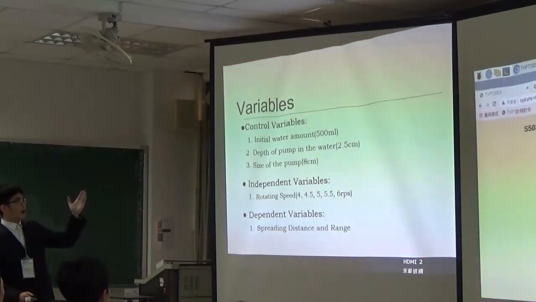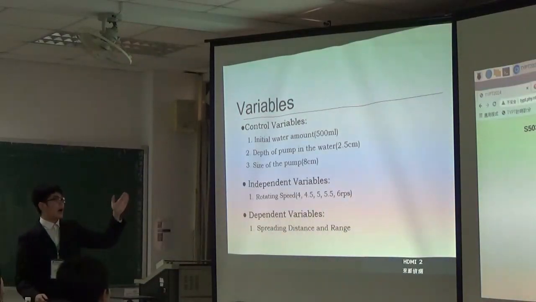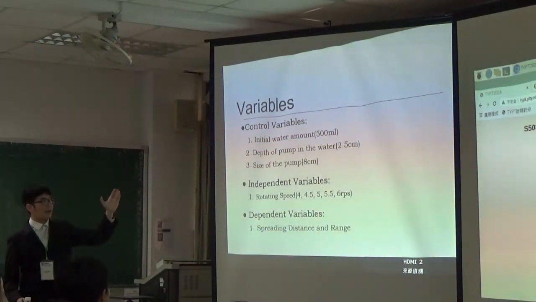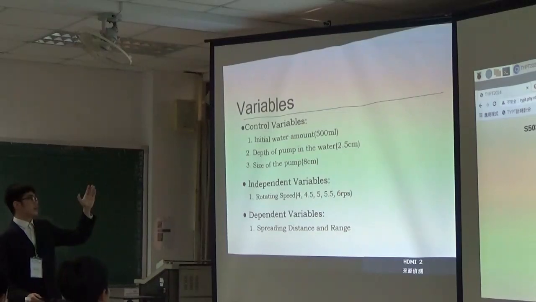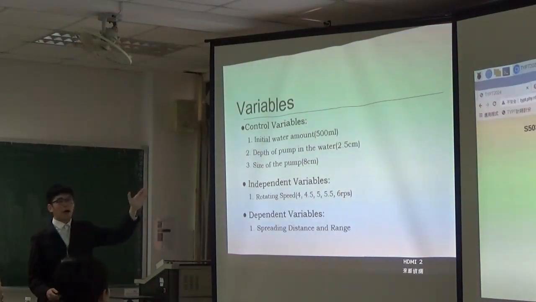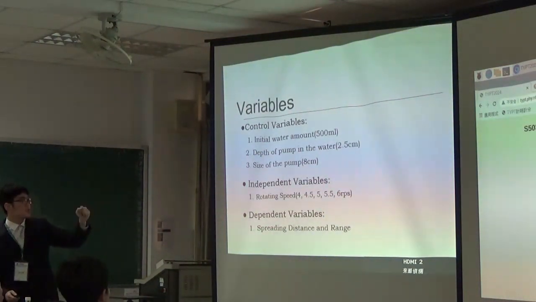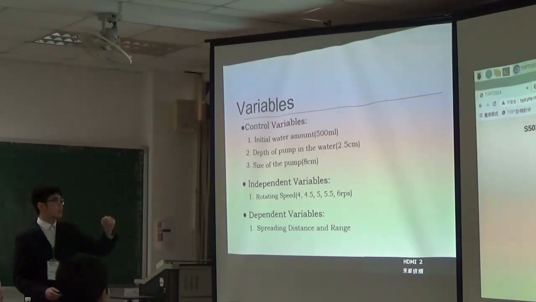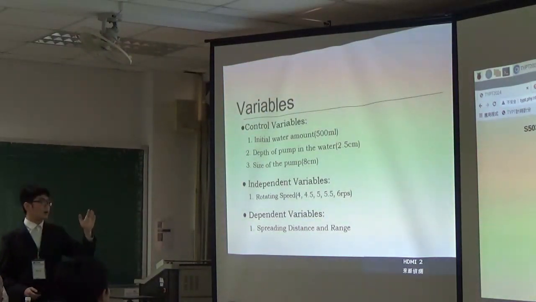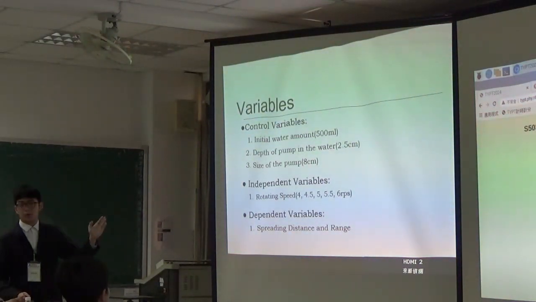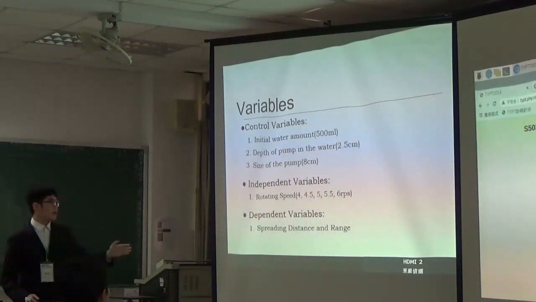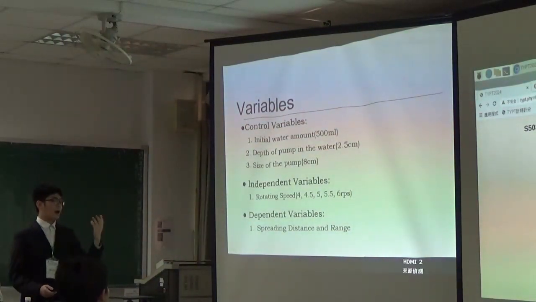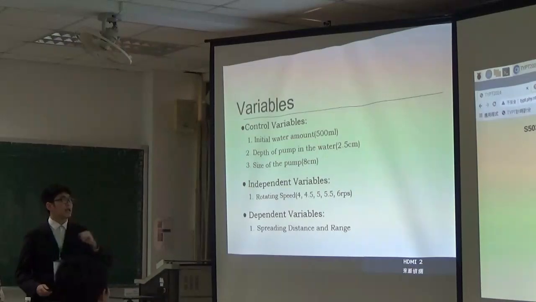And these are the variables. For the control variables, I control the initial water amount at 500 millimeters, the depth of the pump in the water at 2.5 centimeters, and the size of the pump at 8 centimeters. For the independent variable, I change the rotating speed between 4 and 6 RPS. And for the dependent variable, I observe the spreading distance and range.